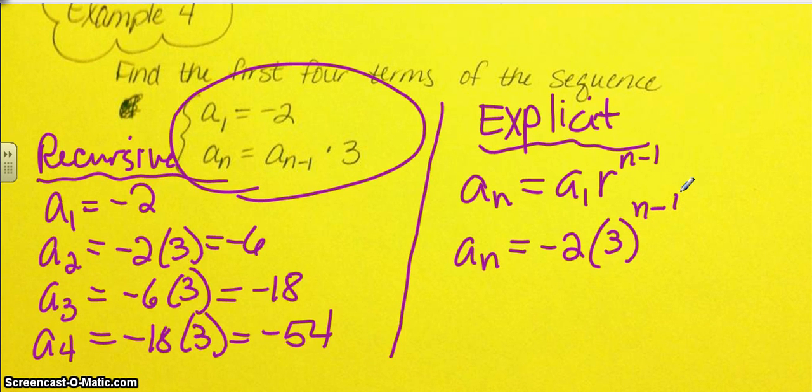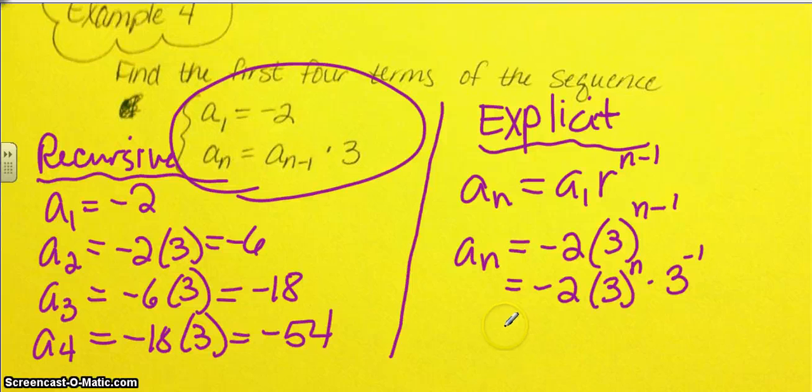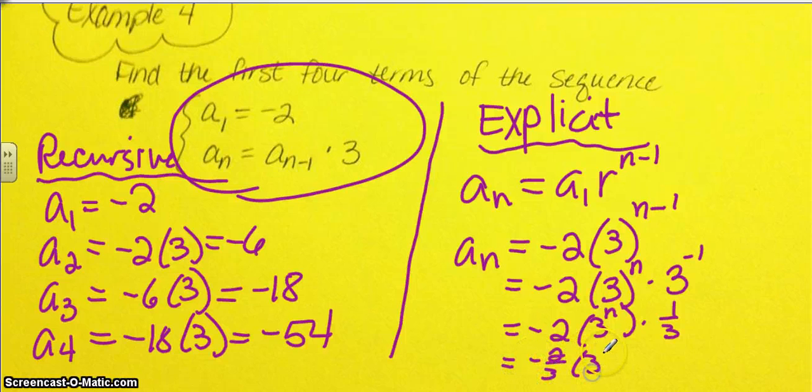And I can simplify this. This means 3 raised to the nth times 3 to the negative 1, because when I multiply with the same base, I add exponents. This exponent of negative 1 means to do the reciprocal. So negative 2 times 3 to the n times 1/3, and that would finally simplify to negative 2/3 times 3 to the nth. And this would be my explicit definition for that same sequence.